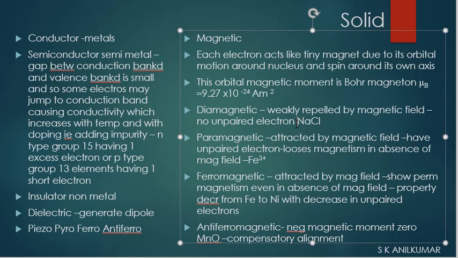Then there is something called antiferromagnetic. What is antiferromagnetic? It has negative magnetic capacity. It has a moment zero. For example, manganese oxide. Compensatory alignment of the electrons is the cause for this. These are the magnetic properties.